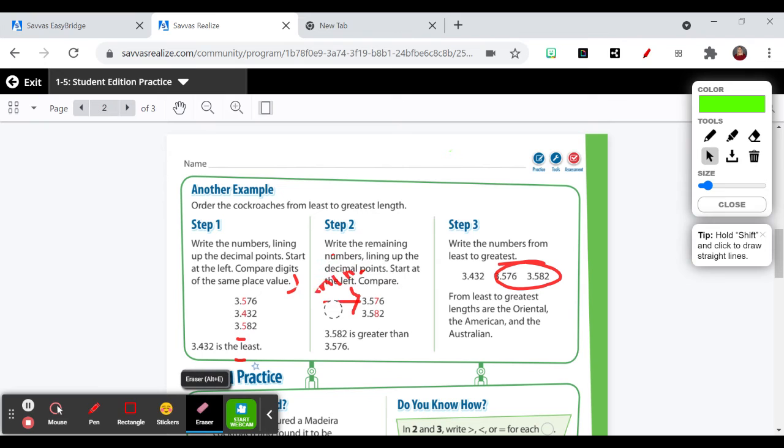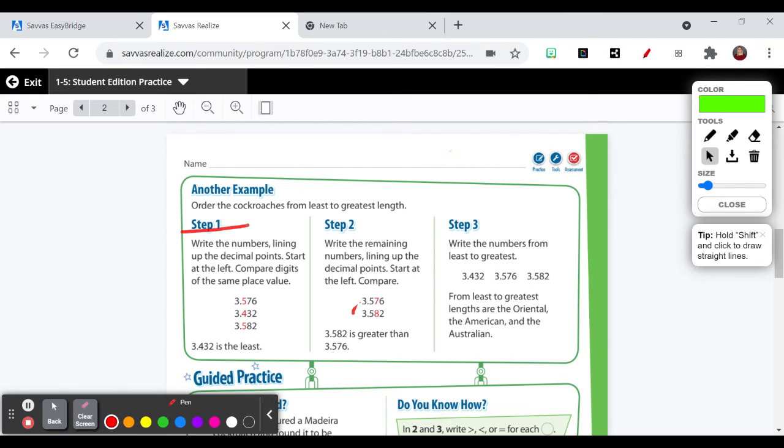So if you see here, another example, this is on the next page in your workbook. Order the cockroaches from least to greatest length. Write the numbers lining up the decimal points. Start at the left and compare values. Okay, so we're here at step 1. They have already compared the digits for you. We already know that 3 and 432 thousandths is the least. We already found that out in our first example.